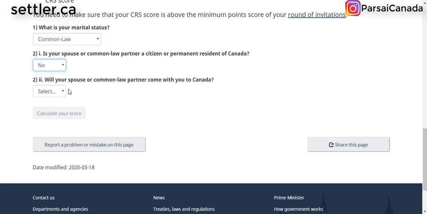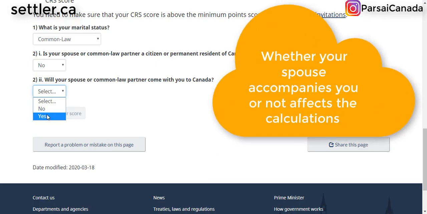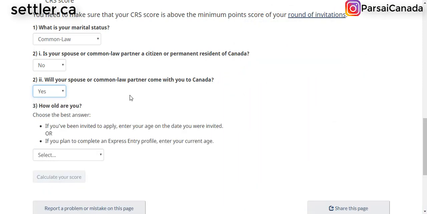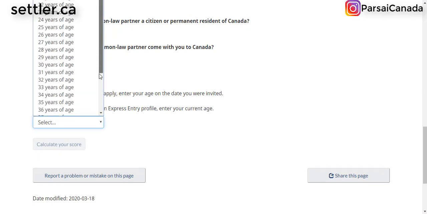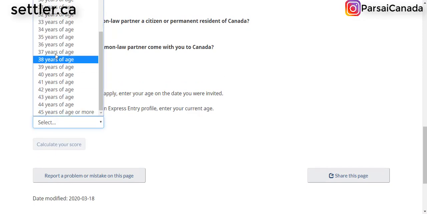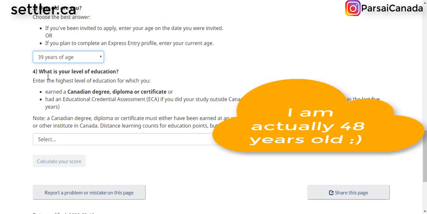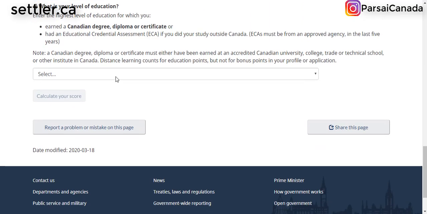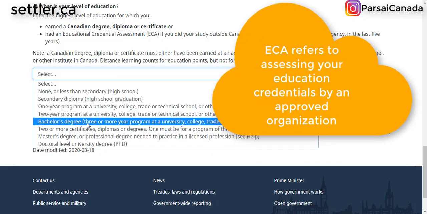This is important because based on the answer you give, the system calculates your points differently. So I click yes. How old are you? Let's pick a random number. Let's say I am 39 years old. I'm not really 39 years old; this is a hypothetical person. What is your level of education? Let's say the highest degree is a bachelor's degree.